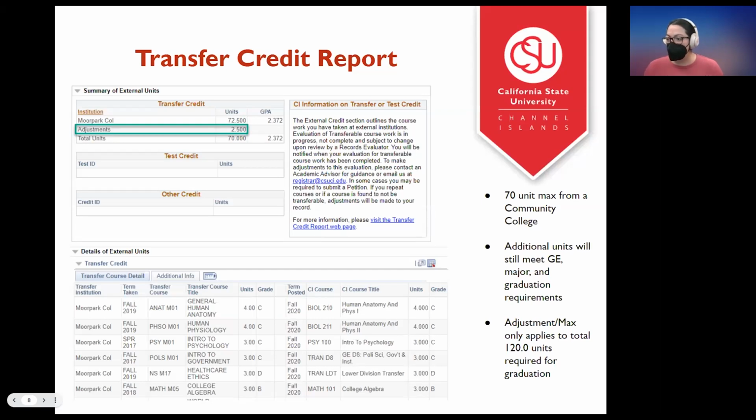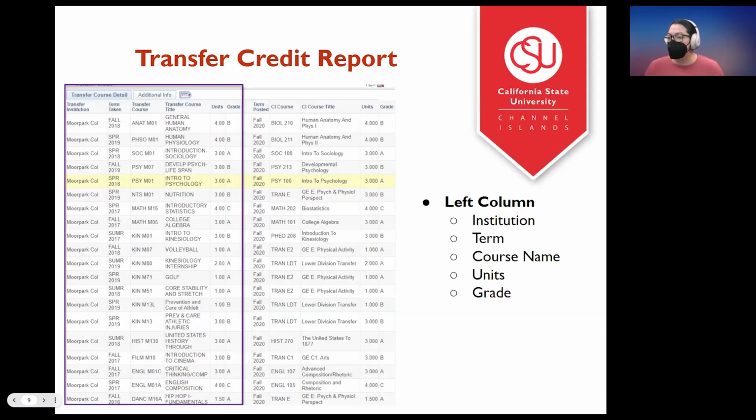You'll see an adjustment amount, you see it highlighted there. Please note that this limit doesn't mean that all your classes can't meet requirements. Anything past the 70 units can meet GE, major, minor requirements. It just means that only 70 can count towards that 120 units required for graduation. And there's no limit for 4-year institutions, such as another CSU or out of state 4-year university, or for test credit. So on the left side, this is what the transfer credit report looks like.